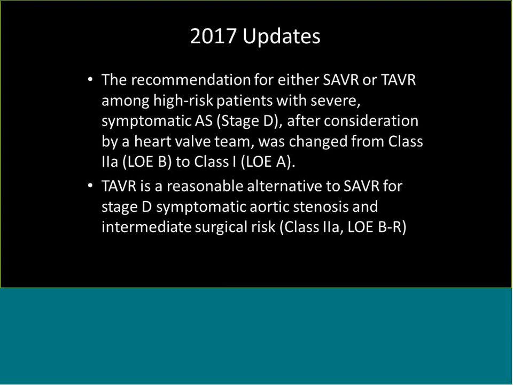And TAVR is also a reasonable alternative to SAVR for stage D aortic stenosis in the intermediate surgical risk patients, those that aren't prohibitive or high risk. That is a class 2A, level of evidence B, randomized. And now we're enrolling in our low risk PARTNER trial, which is important to know. So if you have a patient that has severe AS and they're a low surgical risk and choose to have a transcatheter aortic valve, we want to know about those patients and try to get them enrolled in PARTNER.